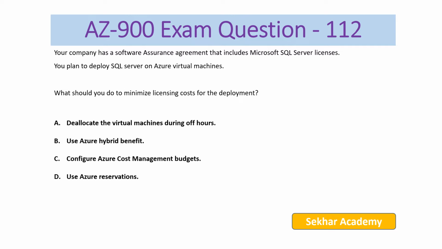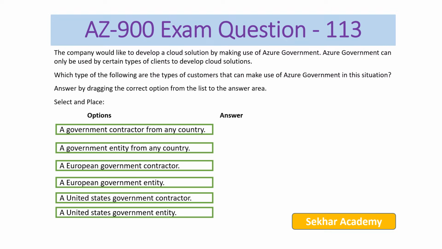Here, you plan to deploy SQL Server on Azure virtual machines, and your company has a software assurance agreement that already includes Microsoft SQL Server licenses, right? So again, the right answer here is: use Azure hybrid benefit, which will have public and private cloud benefits.